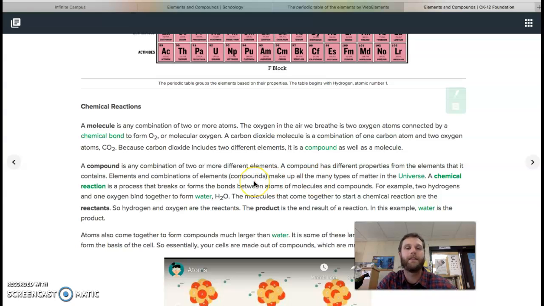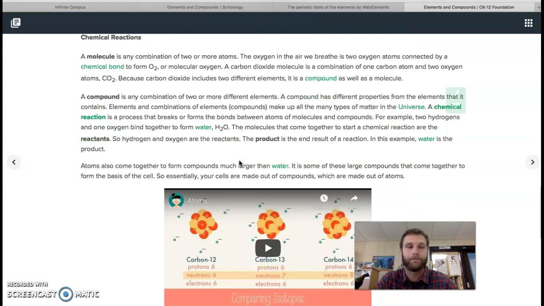All right, and last paragraph before we get to your assignment. A molecule is any combination of two or more atoms. The oxygen in the air we breathe is two oxygen atoms connected by a chemical bond to form O2, or molecular oxygen. In other words, that is the air we breathe in, two oxygen atoms bound together. A carbon dioxide molecule is a combination of one carbon atom and two oxygen atoms, CO2. Because carbon dioxide includes two different elements, it is a compound as well as a molecule. So a compound is two different elements, so we have C for carbon, O for oxygen. They're together, that's a compound. Molecule is many atoms bound together.